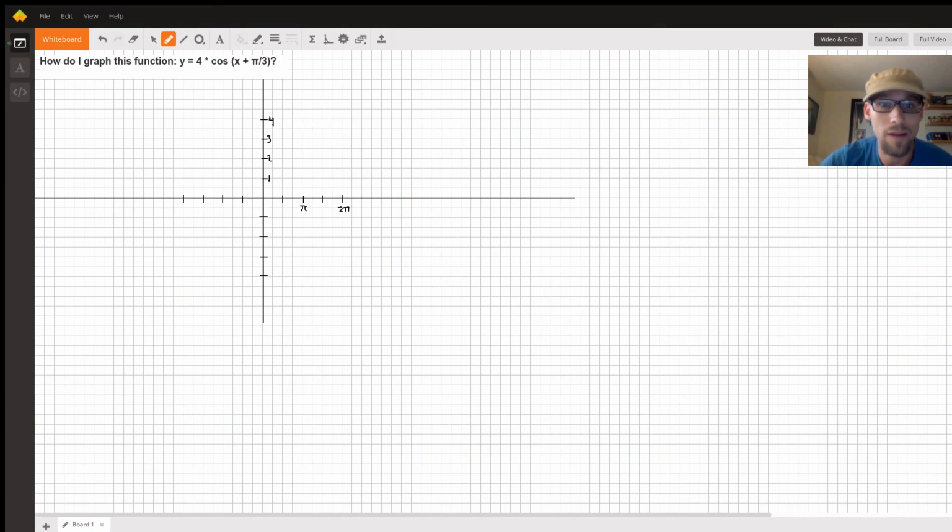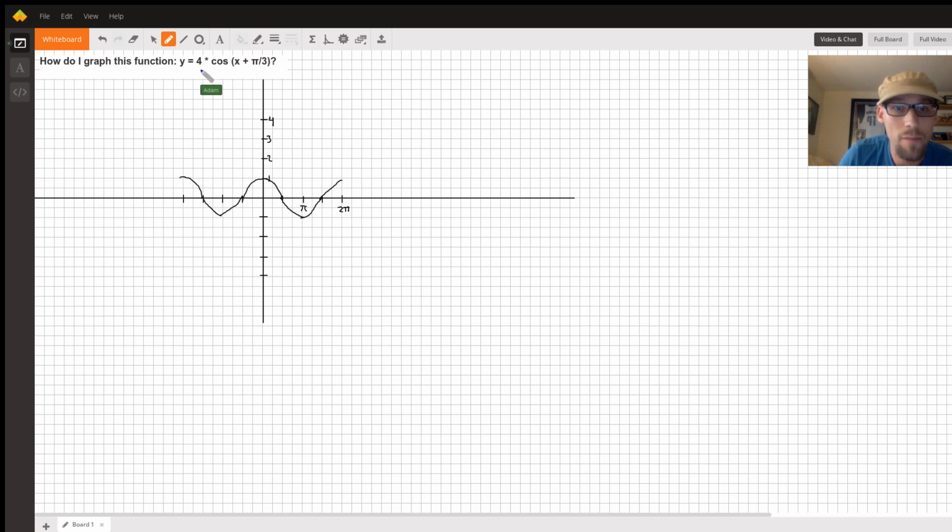Begin by drawing our standard issue parent function, cosine. That starts at a maximum of 1. It goes pi over 2, 0, pi over 2, minimum, pi over 2, 0, pi over 2, max. Same, same. Boom, boom, boom, boom.